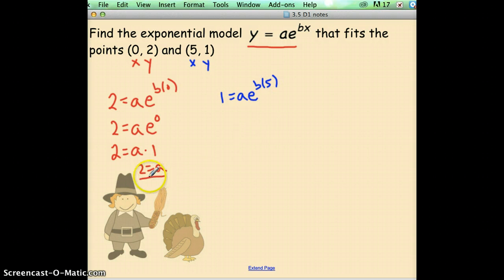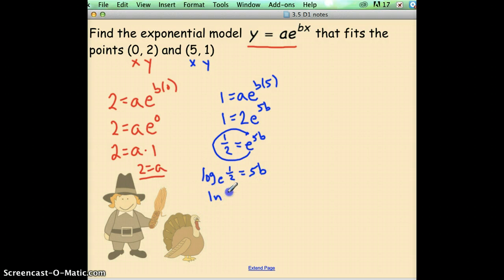Well, now on the previous problem, we found that a was 2, so we can actually plug a 2 in for a as well. And instead of b times 5, I'm going to say 5b. Well, we can solve for b. So let's divide by 2. And it's an exponent, so we're going to swoop it into a log. Log base e of 1/2 equals 5b. If you want to say natural log of 1/2, go right ahead.